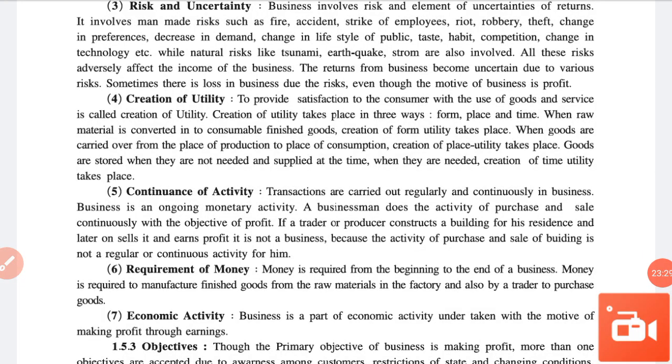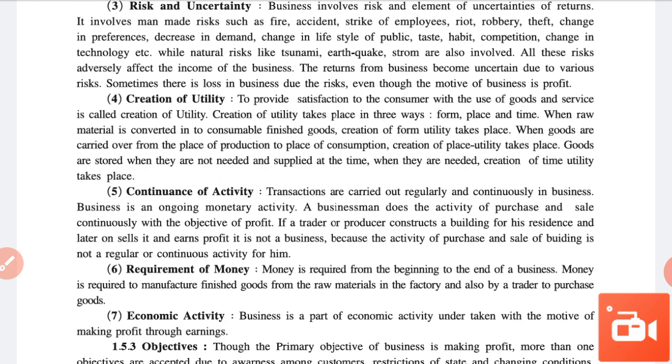We have already talked about these characteristics in meaning. Continuance of activity. The meaning of business is like this: continuance means to remain active, or to be active continuously, right? We have studied this in meaning. Continuity: business is a continuance of activity. Transactions are carried out regularly and continuously in business.